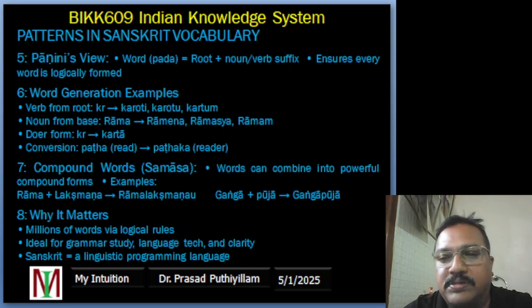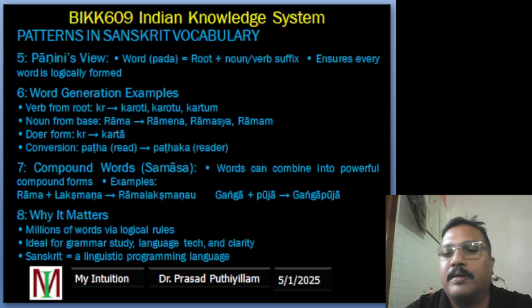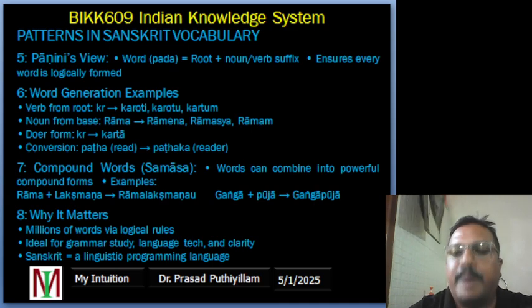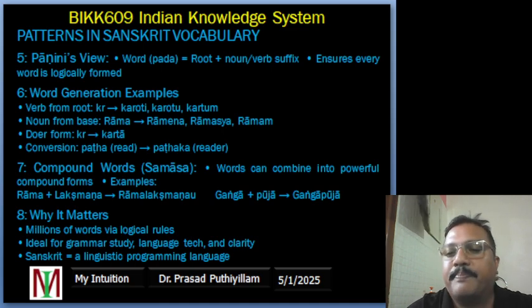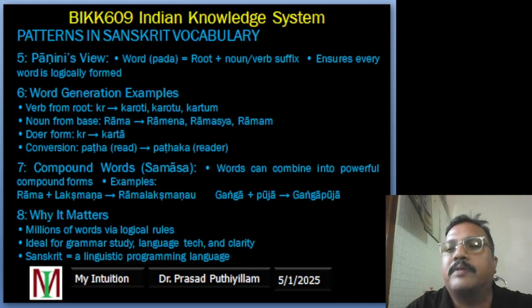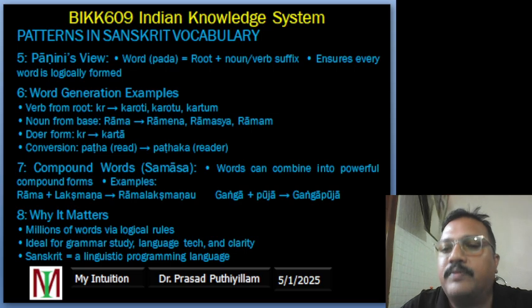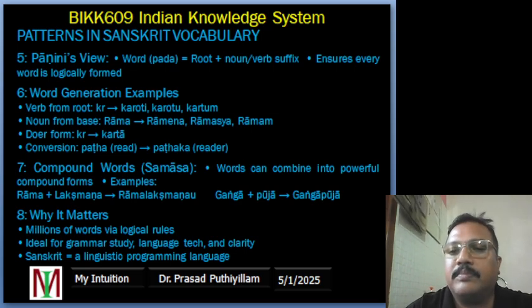And from the noun bases to form the noun forms, like from Rama, the name Rama, it becomes Ramena, meaning by Rama, or Ramasya, that is of Rama, or Ramam, the object form of that one. So from verb to noun, that is the doer. For the root word kr, to do, the word for the doer is karta.